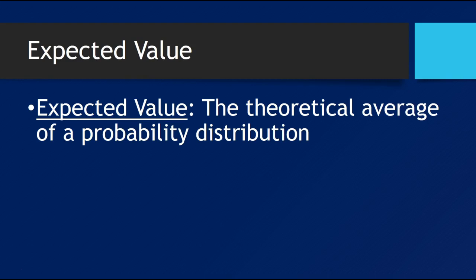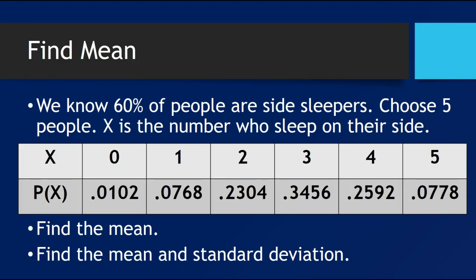All right. So let's go back and talk about real quick some different terminology. I've been talking about, well, we're trying to find the average. We're trying to find the mean. And in my last example, that would have been the average number of people who sleep on their side in a sample of 5 people.